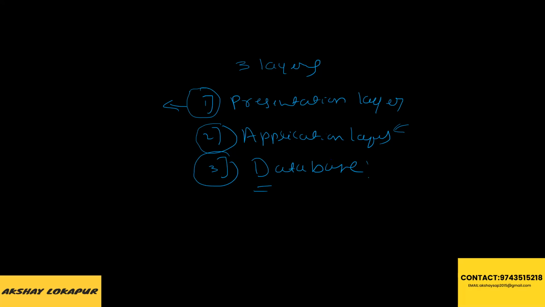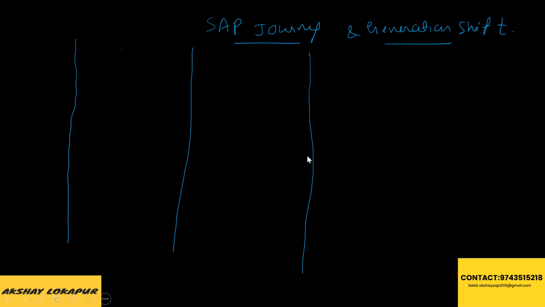This is a three-layer concept in SAP. Now we'll see. We have heard about the terms SAP R/3, R/2, and then S/4HANA. What is this? I will explain. Initially, SAP came with the SAP R/2 system.